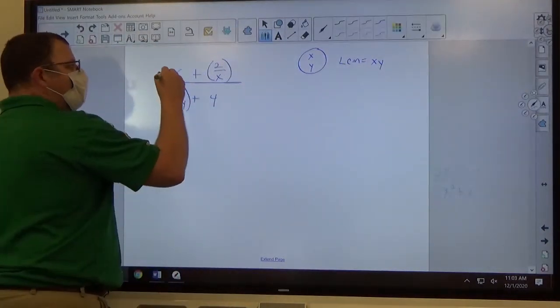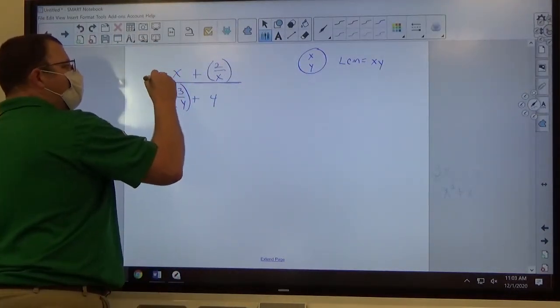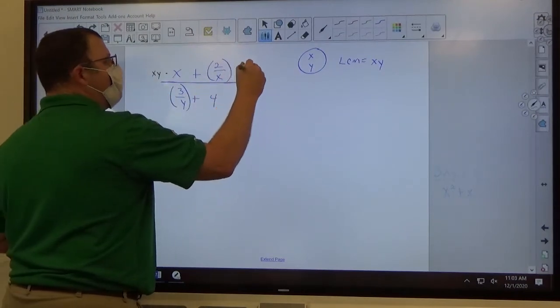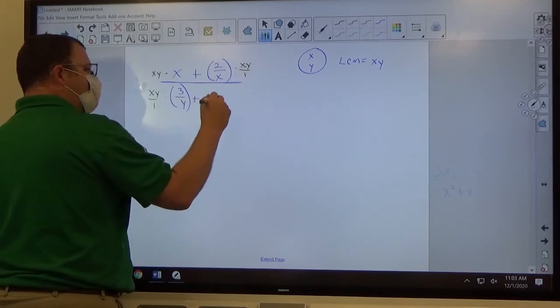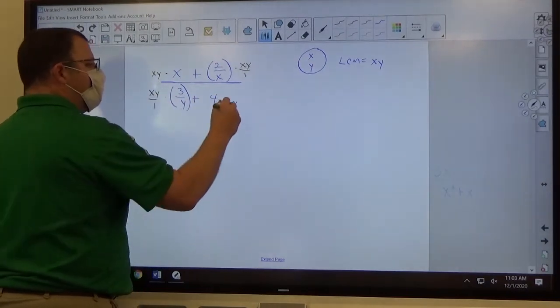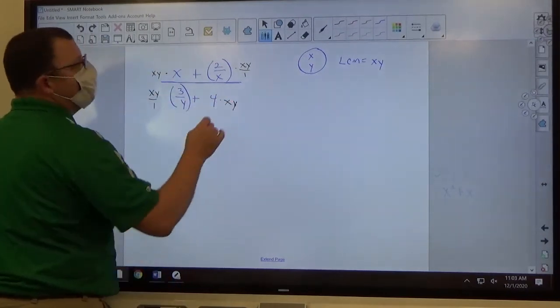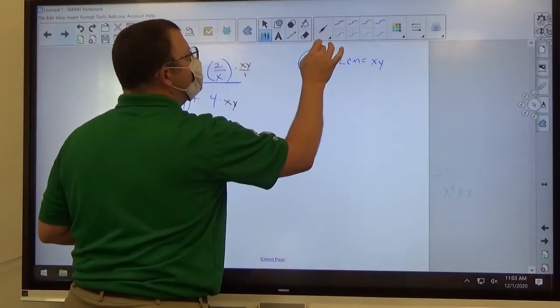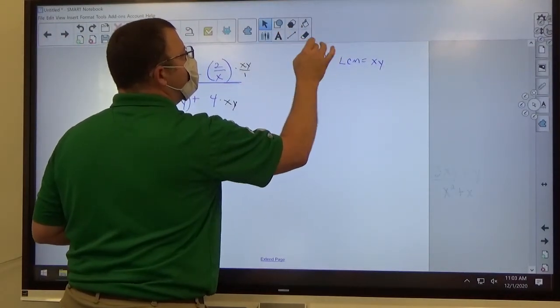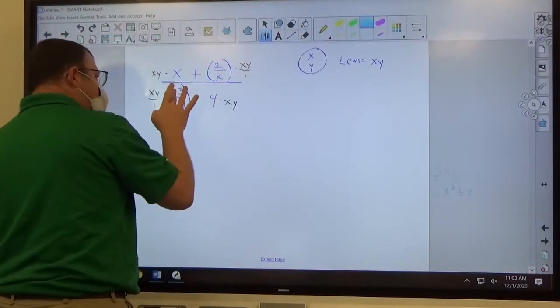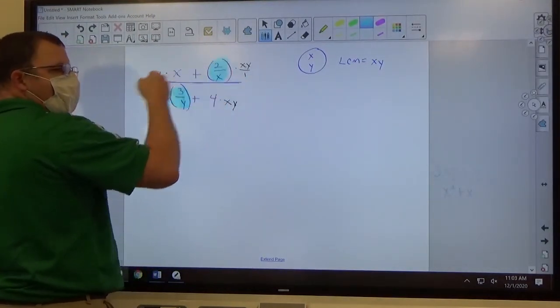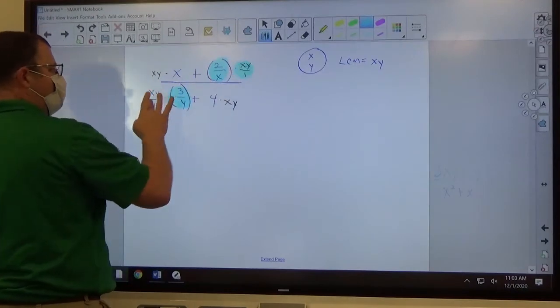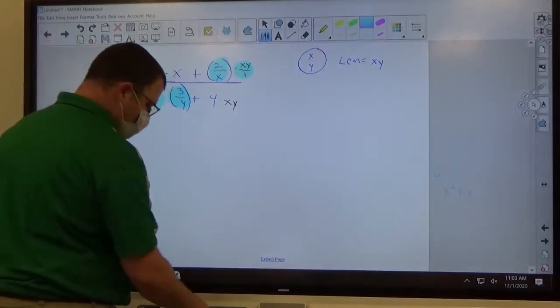I've got 4 terms here. This is going to be multiplied by xy. This is going to be multiplied by xy. We'll put that over 1. xy over 1 and xy. You'll notice the fraction pieces. Probably the part where I got in trouble earlier, we'll see. The fraction pieces, I'm multiplying by a fraction structure, xy over 1. The non-fraction pieces, I'm just writing times xy.